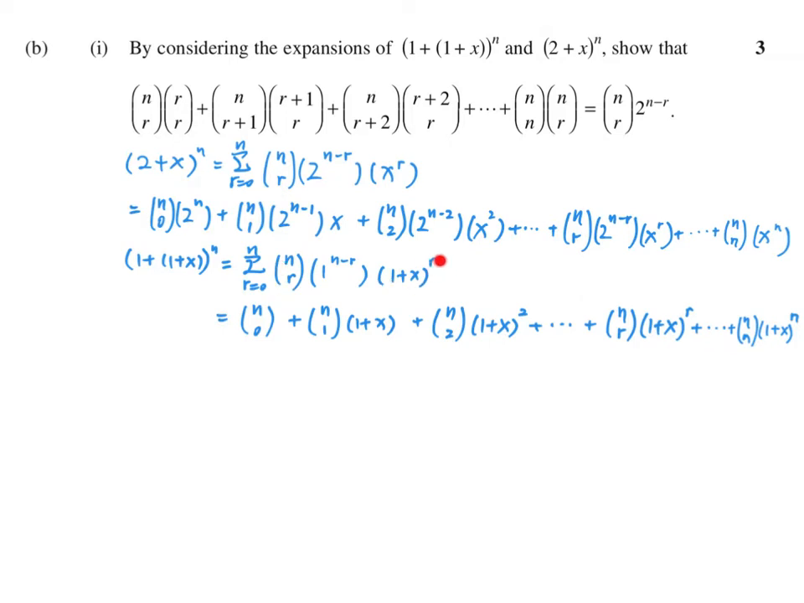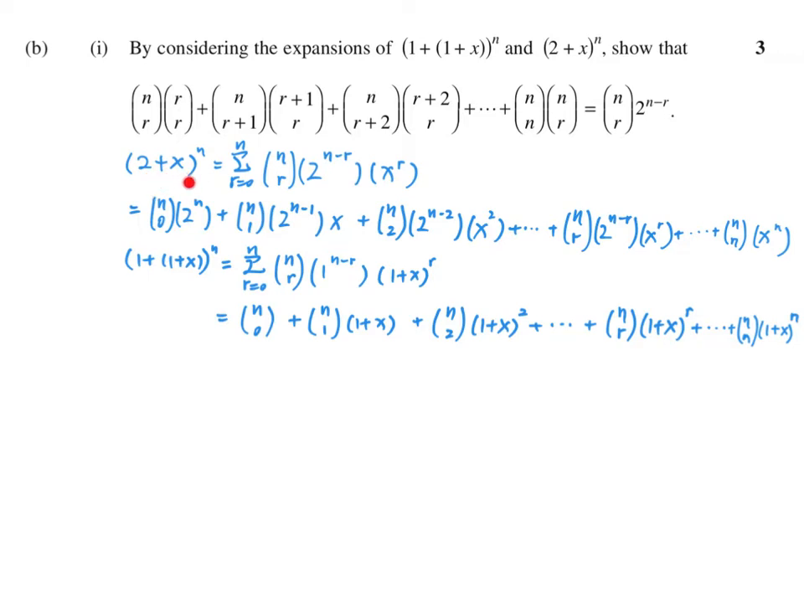It is still 1. Anything to the power 0 is 1. So we just have NC0. Next one is NC1, (1 plus x) to the power 1. This one is always 1, so we just ignored it. Next term, NC2, (1 plus x) to the power, the r equals 2. Power 2, power 3, 4, 5, 6, all the way up to r, and then up to n. This is the expansion of this bracket.